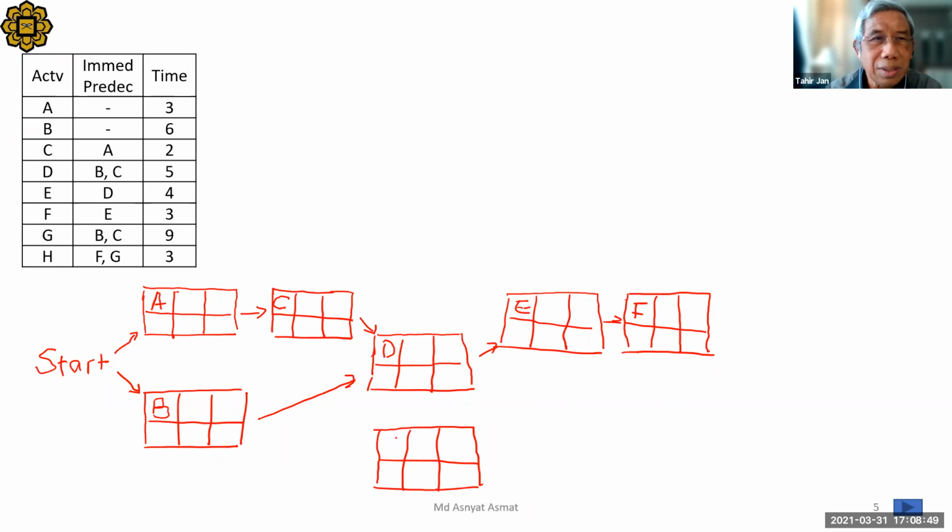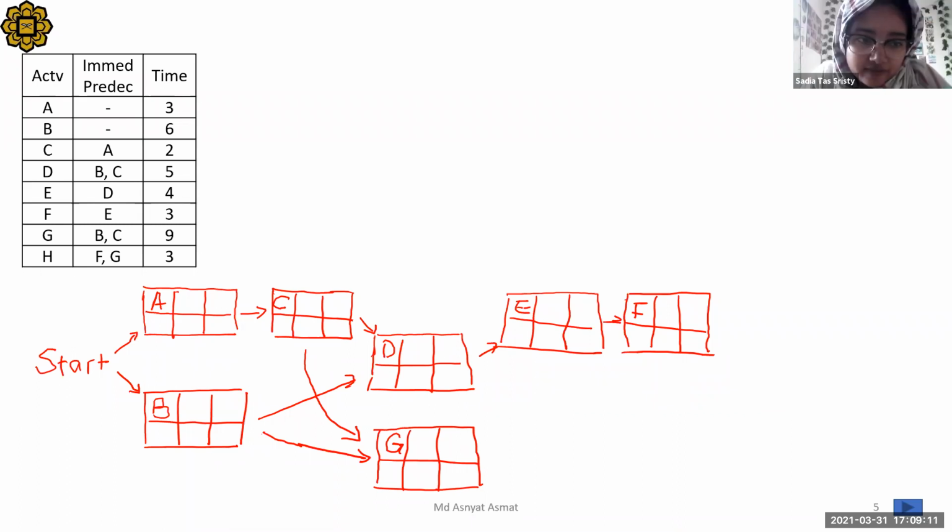So this is G after B, E and C. C after B, and after C. And then H is after F and G. Then H, where do you like it? Up or slightly below, under here? Yeah, slightly below. Okay.